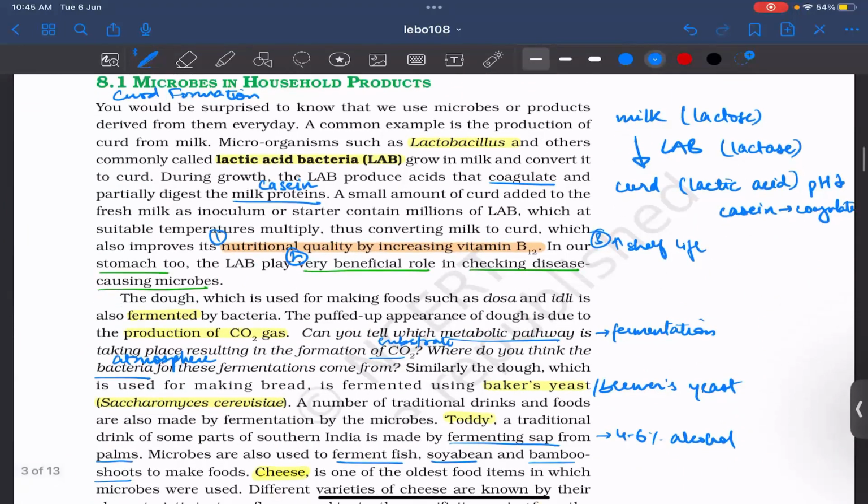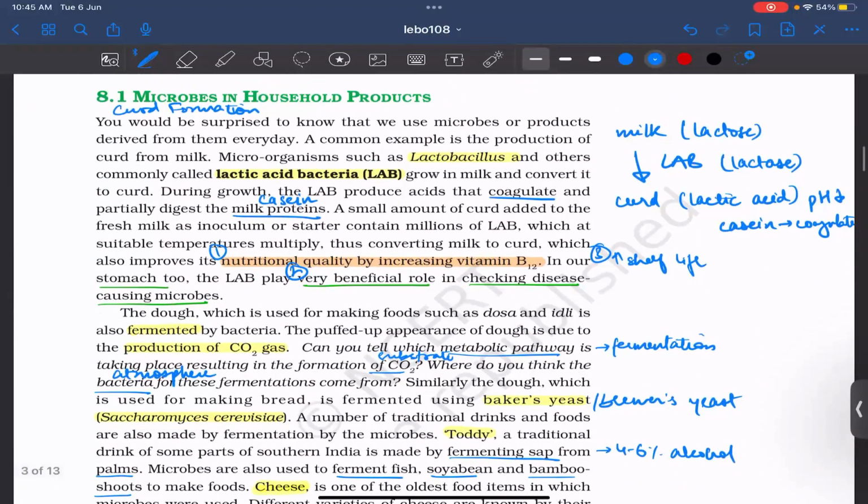First is the curd formation. In curd formation, the bacteria used are lactobacillus, and the group of lactobacillus bacteria is called lactic acid bacteria, which is LAB. Now, how is curd formed from milk?